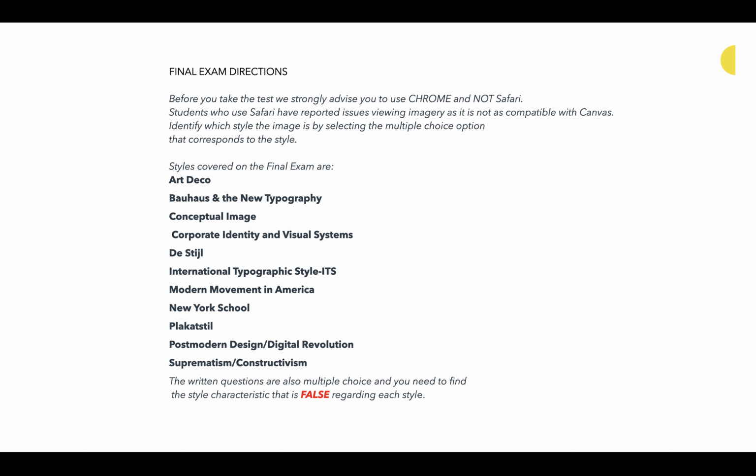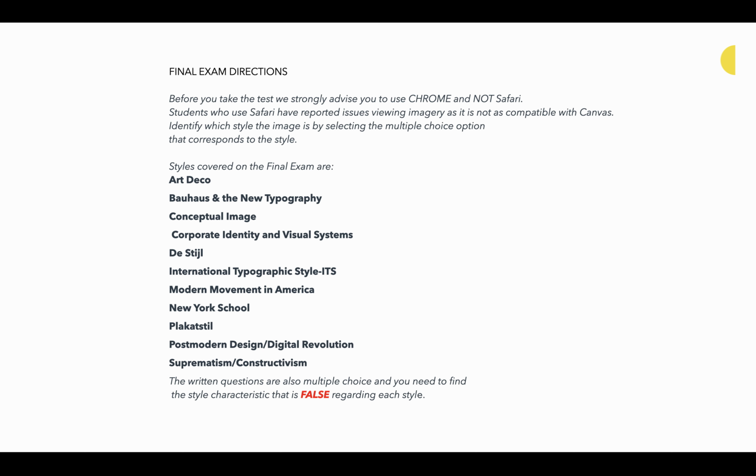So it's just like the midterm. You're going to identify which style the image is by selecting the multiple choice option that corresponds to the style. The second part of the test are written questions that are also multiple choice, and you're going to find the style characteristic that is false regarding each style.